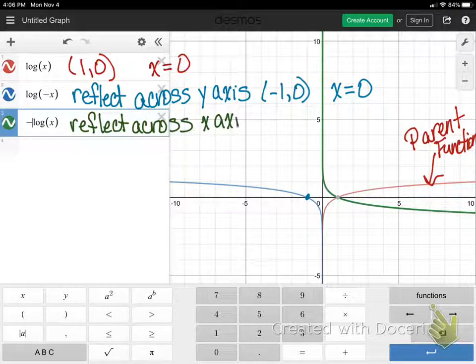Okay? Where's the point to watch? It stayed the same, didn't it? It's still right here. Okay, so 1, 0. And what's my asymptote? X equals 0. Okay.